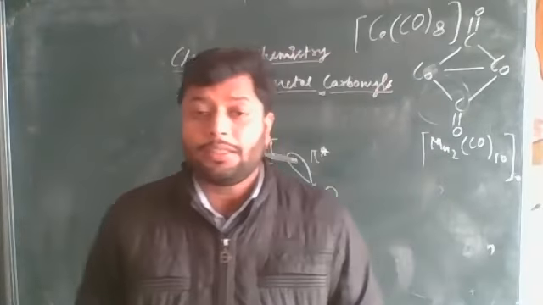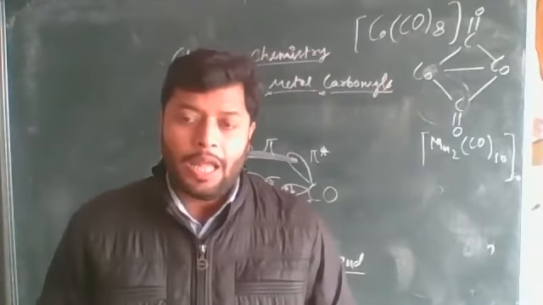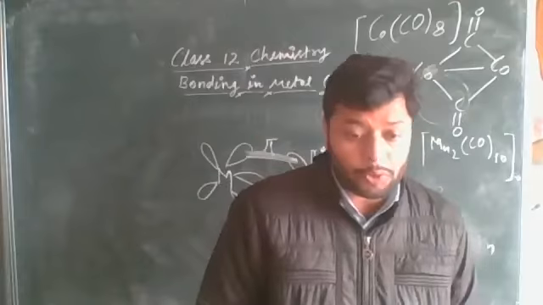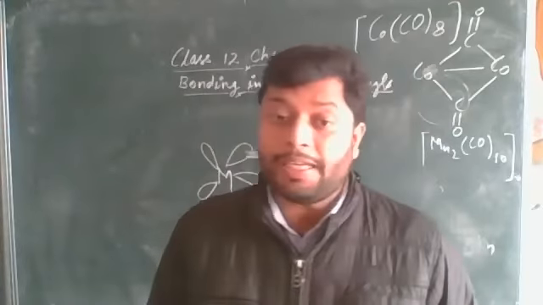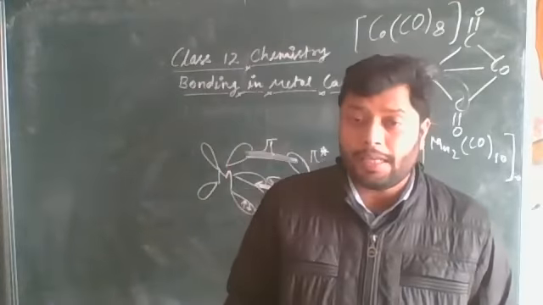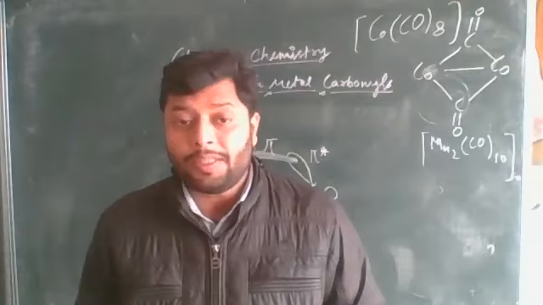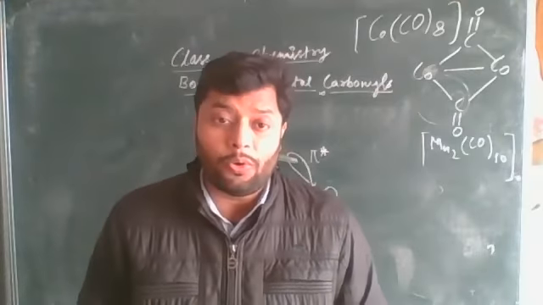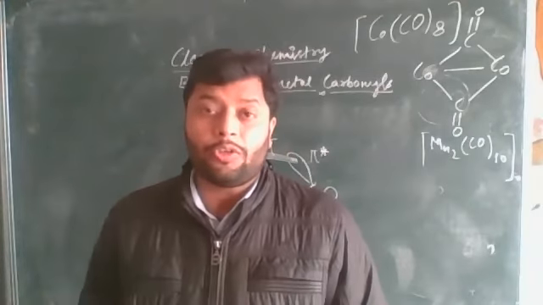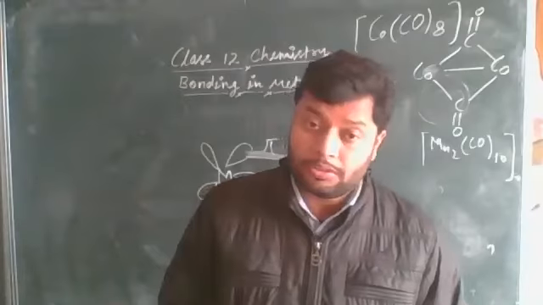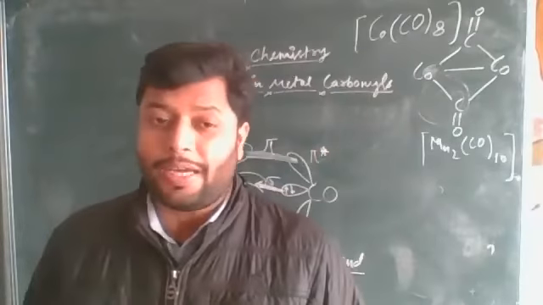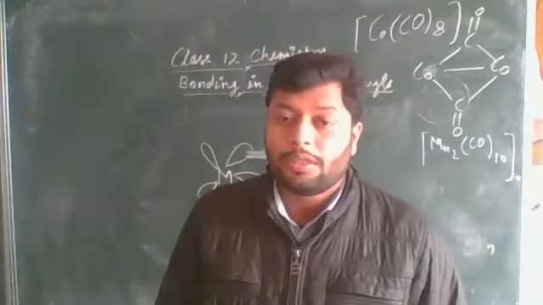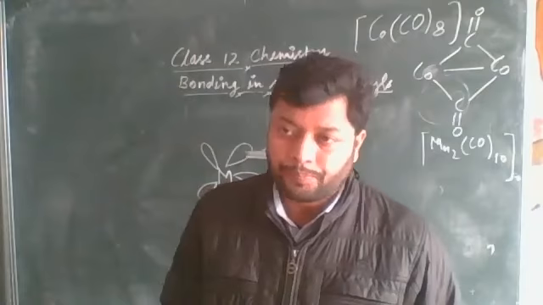Then we went through the IUPAC nomenclature. And for that we have to go through the names of the ligands. Anionic ligands generally end with ido, sometimes only o. As you know, chlorido, bromido, iodido, cyanido or cyano, thiocyanato, nitrito.